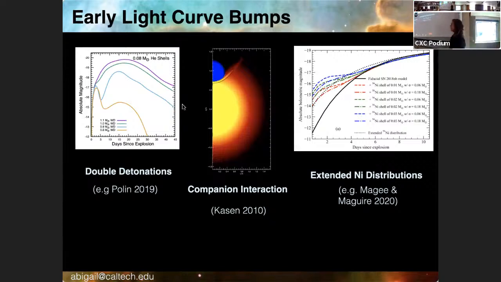So the first thing we can look for is if we catch these really early, shortly after they explode, we can look for a bump in the light curve. Now you can get a bump from the double detonations through that radioactive decay of surface material, but we've seen you can also get bumps in other ways.